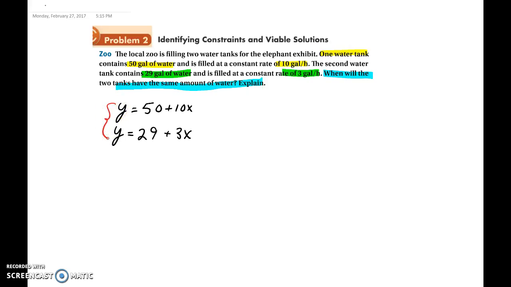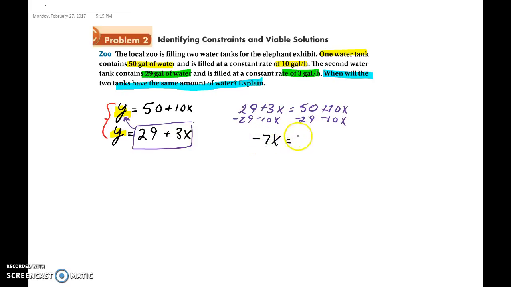We have a system of equations. Once again, it's set up for us to easily use substitution since they're both set equal to a variable. So we can just substitute this 29 plus 3x in for our y. So then we'll have 29 plus 3x is equal to 50 plus 10x. We will then subtract over 10x and subtract over 29. So then we have negative 7x is equal to 21. Divide each side by negative 7. x is then equal to negative 3.